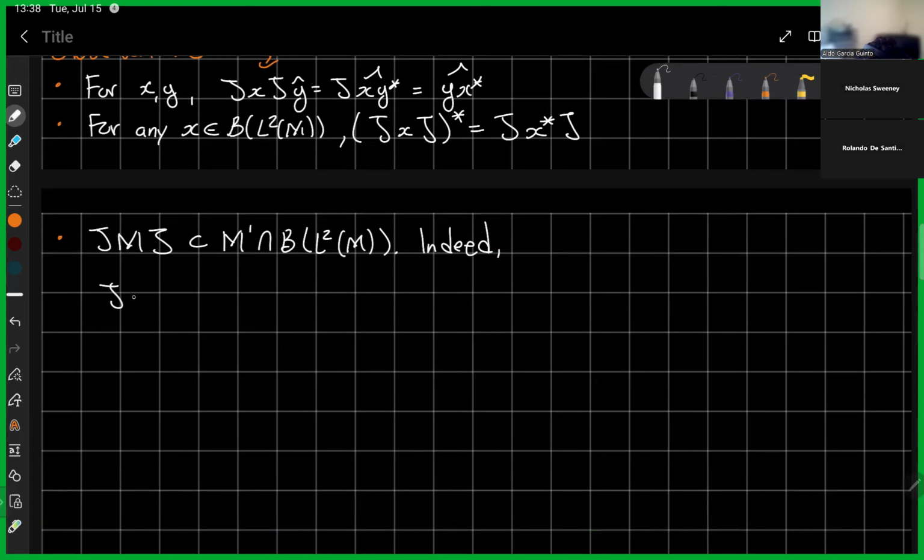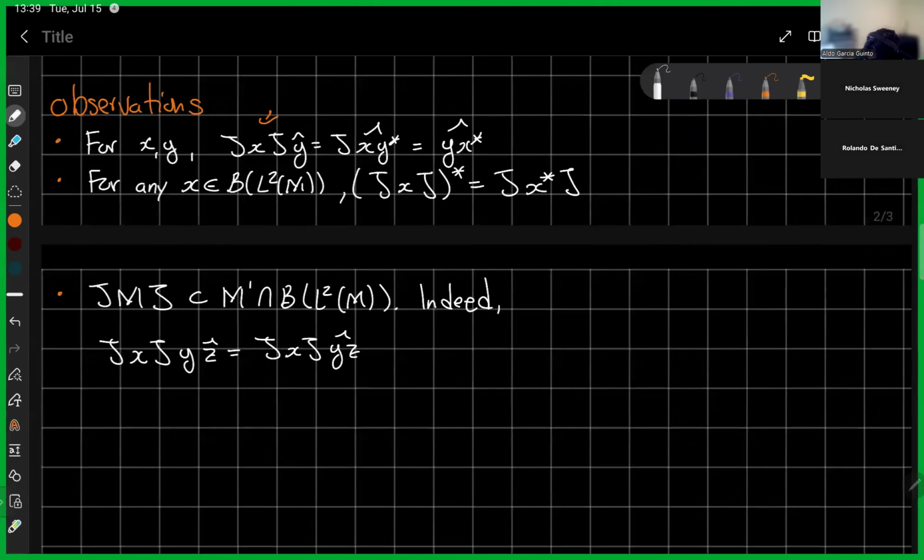So J x J y c hat, this is the same thing as x J y c hat, and then we have this computation above to let us know that this is the same thing as y c x hat. Oh, sorry, y c x star hat. And we can bring out the y. And again, by the computation above, this is just the following.